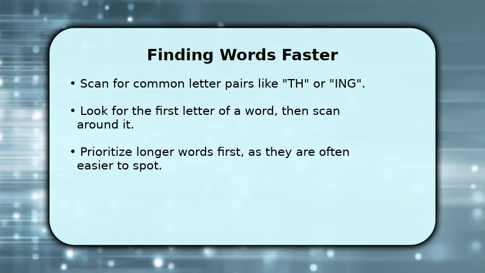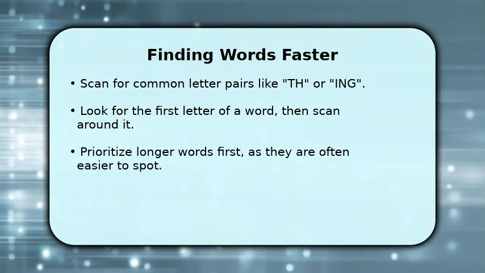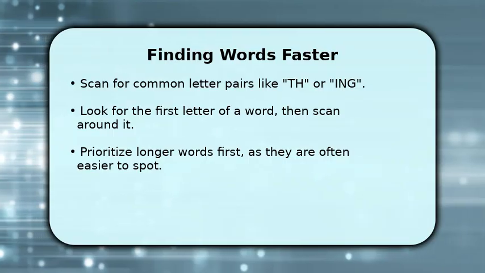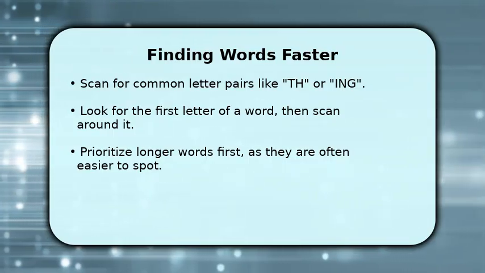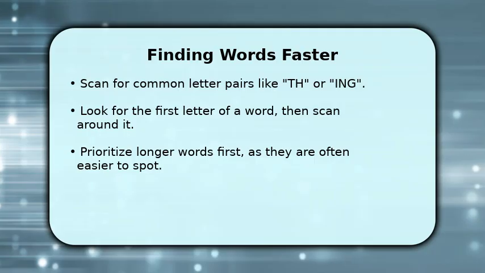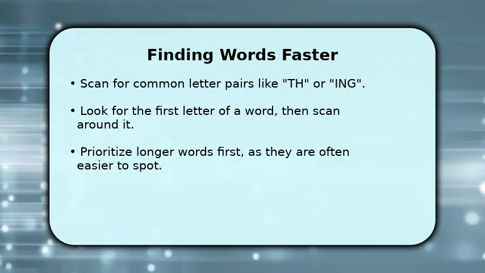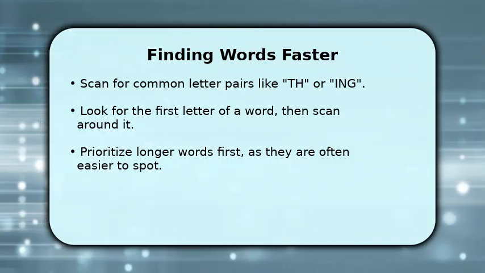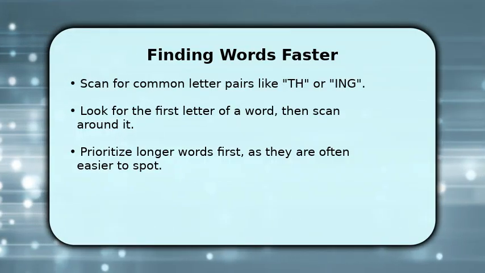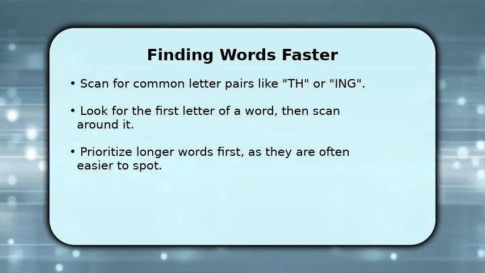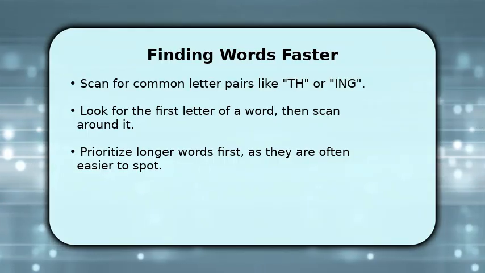To find words more efficiently, try scanning the grid for common letter combinations or unique letters like Q or Z. Another helpful strategy is to look for the first letter of a word and then check all 8 surrounding directions for the next letter. Many players find it useful to tackle longer words first, as their unique letter patterns can stand out more. You can also systematically search row by row or column by column.